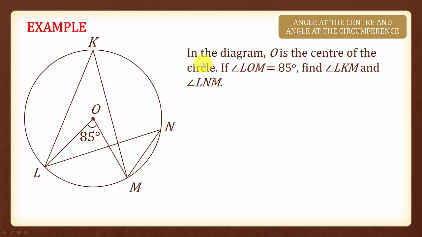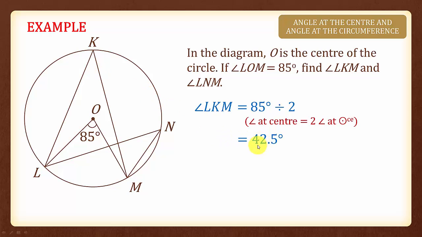Next, let's look at some examples here. In the diagram, O is the center of the circle and angle LOM is equal to 85 degrees. We are asked to find angle LKM and angle LNM. Angle LKM is simply 85 degrees divided by 2 because of the property angle at the center is equal to twice the angle at the circumference. Hence, to find the angle at the circumference, we need to divide by 2. And we'll have 42.5 degrees.